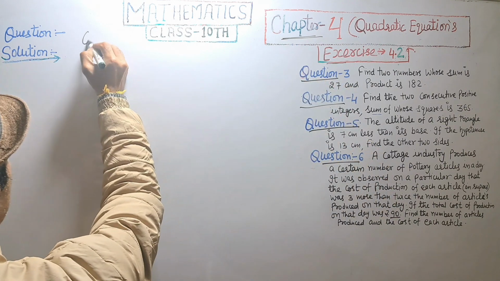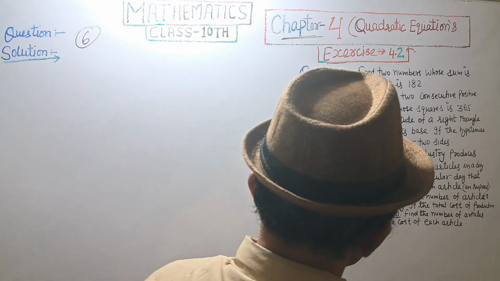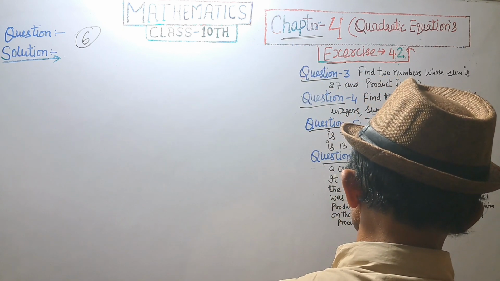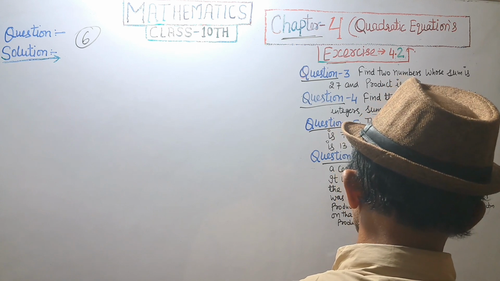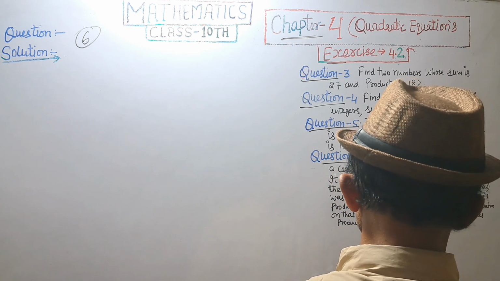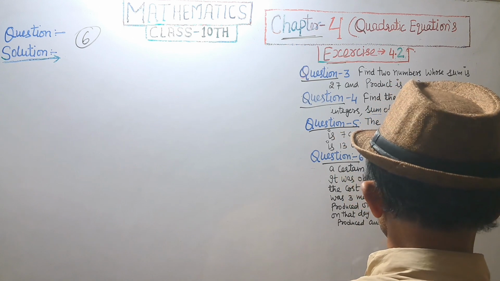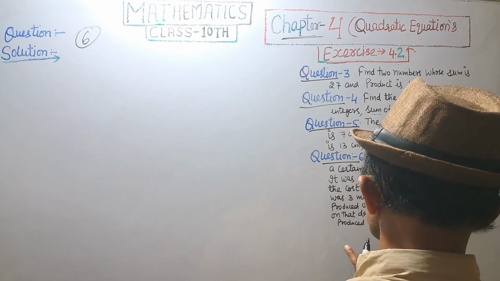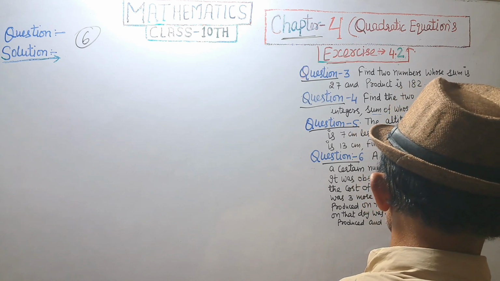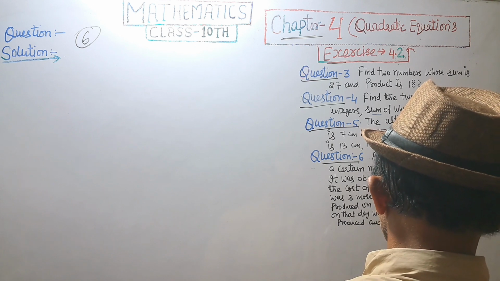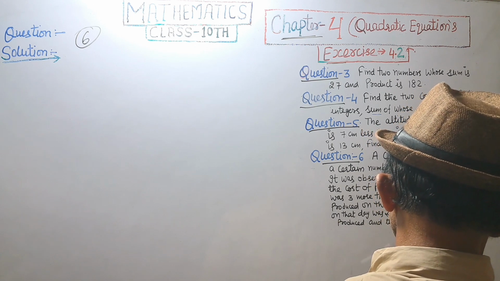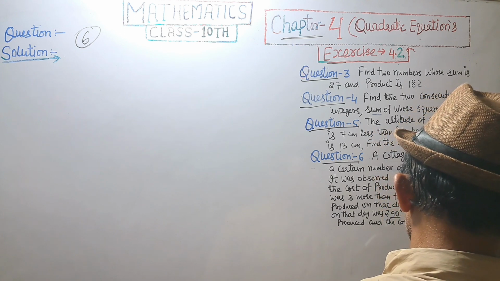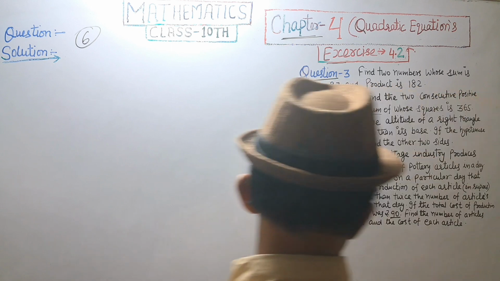Question number 6. A cottage industry produces a certain number of poultry articles in a day. It was observed on a particular day that the cost of production of each article in rupees was 3 more than twice the number of articles produced on that day. If the total cost of production on that day was rupees 90, find the number of articles produced and the cost of each article.